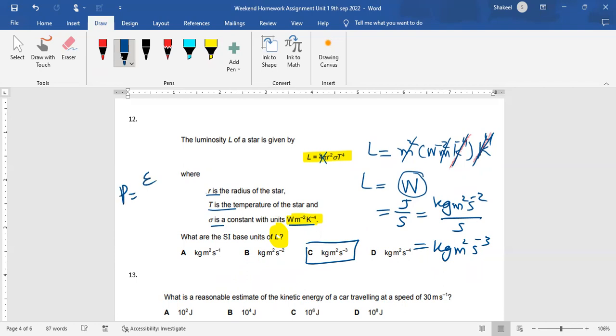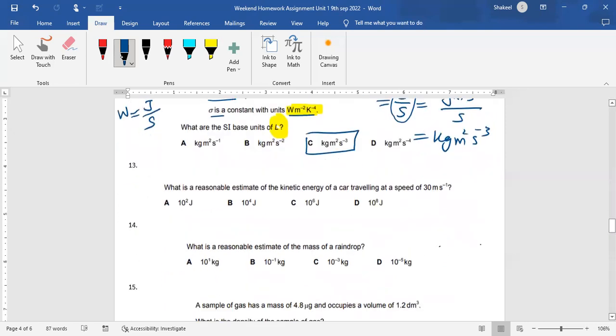Power is energy over time. Unit of power is watt. Unit of energy is joule. Unit of time is second. So that's how I have written, in place of watt, joule per second. And then joule is the unit of energy, which is kg meter squared s minus 2. So that's how you solve it.